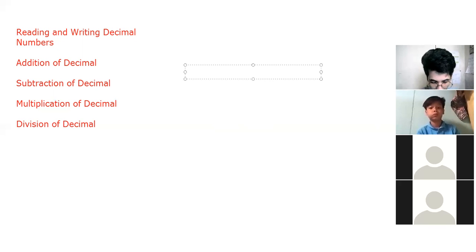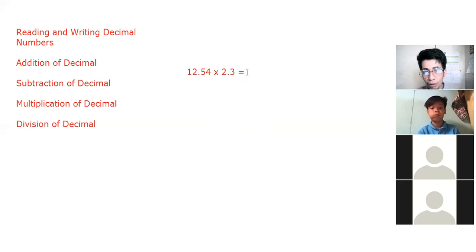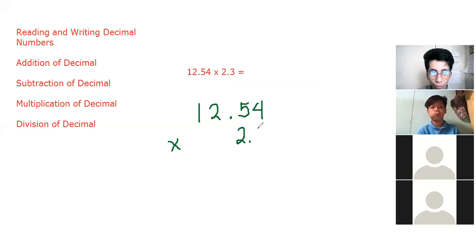For example, we have 12.54 times 2.3. Sulat muna natin, we have 12.54 times 2.3. Okay lang. Basta nasa left side lahat, nasa right side naman sila. Okay? So, nakita nyo, hindi magkatapat yung decimal, diba? So, okay lang naman dito kay multiplication.